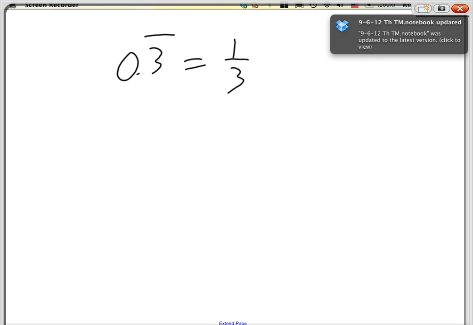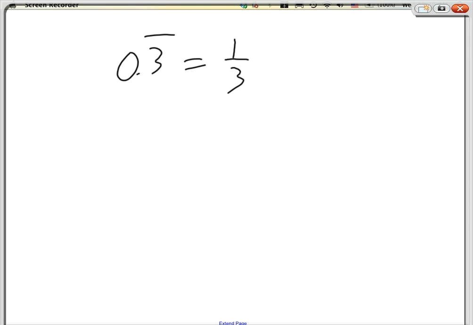We know that this is 1/3, right? Agree? We know that because we learned it lots of times, and we memorized it. But do you know why it's 1/3? Okay, well, let's show you how. First of all, let's expand it. We know that 0.3 repeated is going to look like this forever, right?